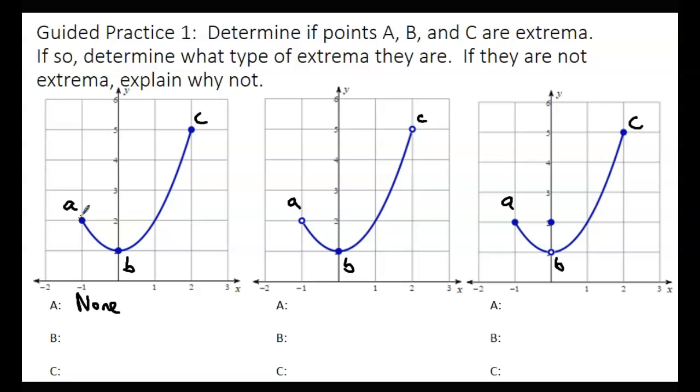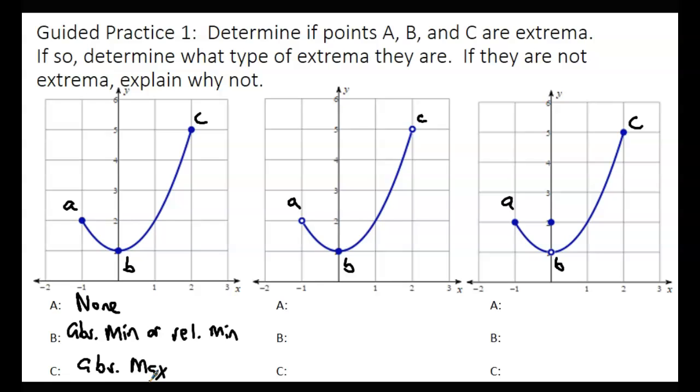Okay. How about B? It is a minimum. I agree with that. What kind of minimum? Good. It could be an absolute or a relative. It's probably better to say absolute, I guess, but it's fine. You can call it relative as well. How about C? It's the highest point on the graph, so we can call that an absolute max. I wouldn't call it a relative max, though, because it's an endpoint.